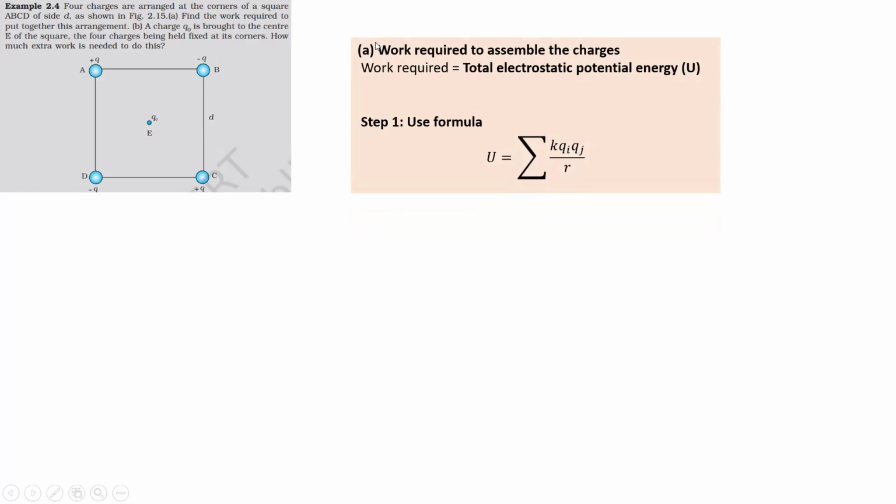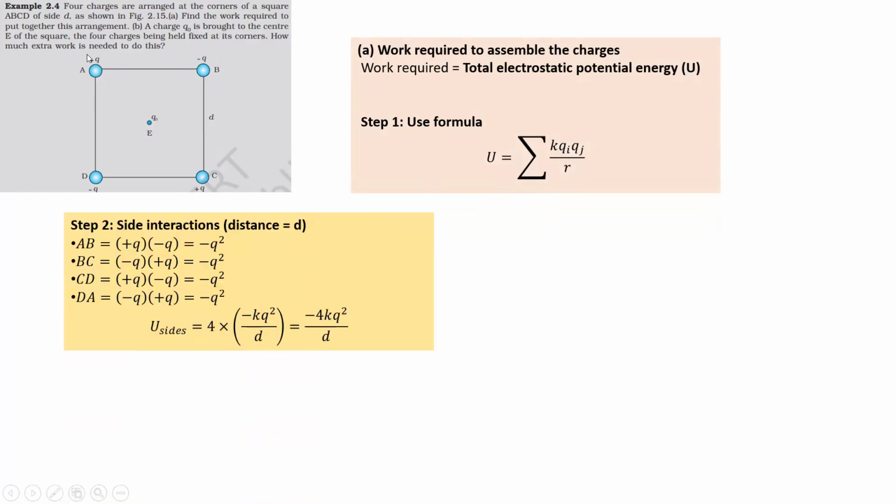That is nothing but total energy, that is given by sigma K Qi Qj by R. That is same as potential energy. First, we'll see the product of charges A and B. Charge is plus Q and minus Q. Product becomes minus Q square.